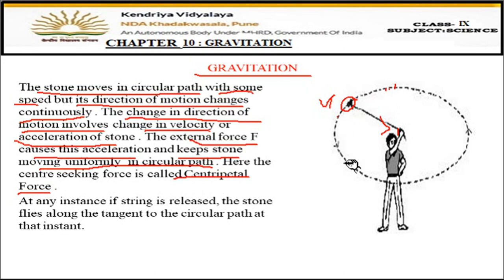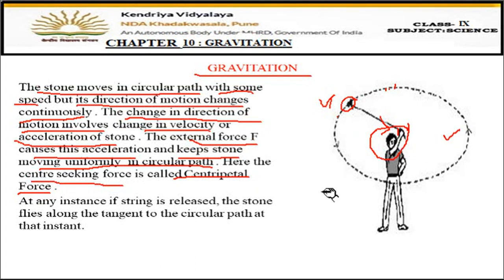Whenever a body is moving in a circular path, there is always a force which is acting towards the center, and that center-seeking force, that force which is acting towards the center of the circle, is called the centripetal force. Now here the centripetal force is coming by the hand of the boy, because the muscular force applied by the boy is the reason for the stone to move in a circular path. So this centripetal force is equal to the muscular force applied by the boy, right? In this case, in this example.